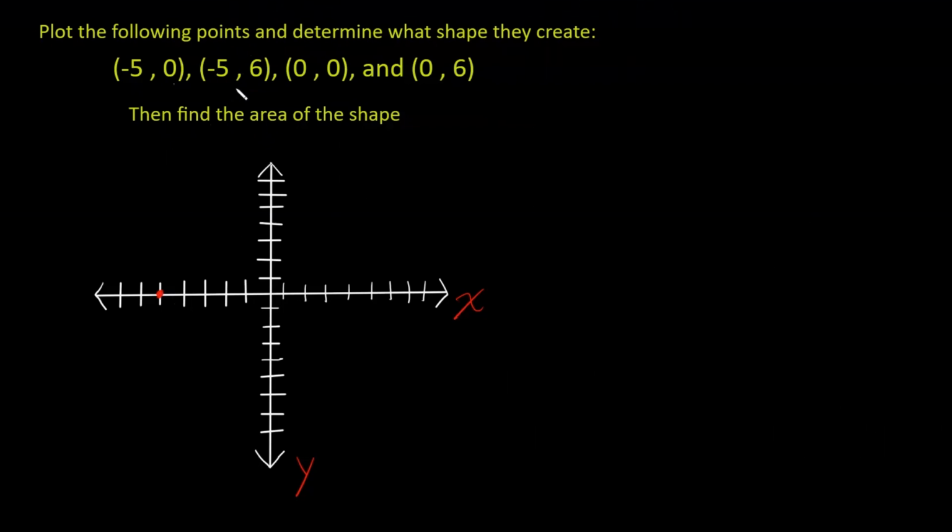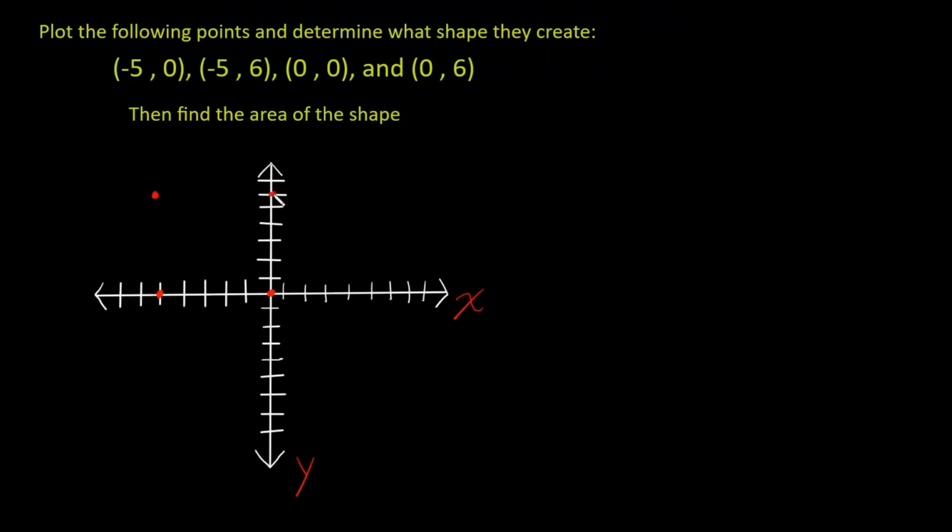And then -5, 6, so that's in the same place in the x direction, but now we want to go up 6. So that will be here, roughly. And then 0, 0, well, that's just the origin, right? So that point is going to be here. And then 0, 6 is going to be 0 in the x direction, and then 6 in the y direction, so that is going to be here.